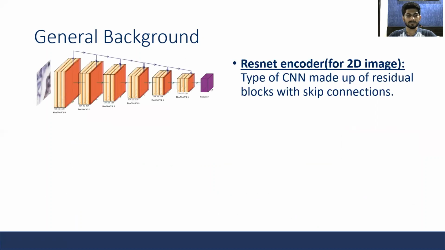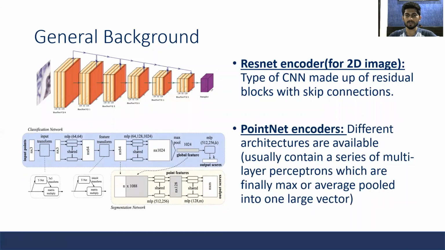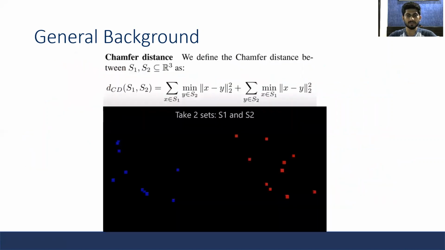And like I said, this paper focuses on the decoder part. So for the encoder part, you can use different pre-existing methods. If you have a 2D image as an input, you can use the ResNet encoder, which is a type of CNN with skip connections, which helps in generalization. And if you have a 3D point cloud as input, you can use PointNet encoders, which are basically a series of multi-layer perceptrons. And chamfer distance is one of the metrics which is used for comparison of the output. And this is a very intuitive video which you can watch later.